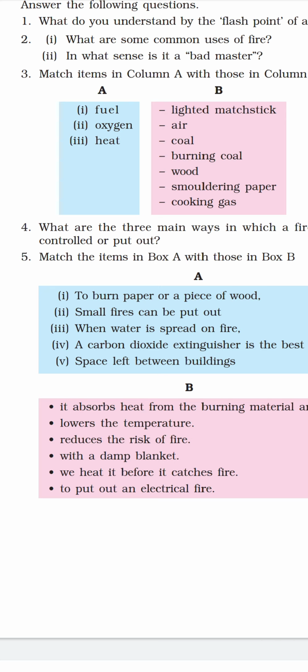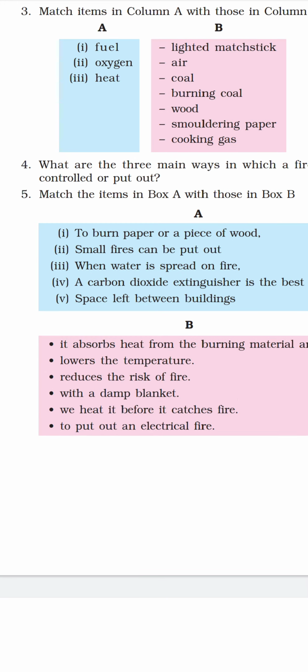Then in the next question, again you'll have to match the items which are given in column A and column B. The first one is fuel. Fuel matches with smoldering paper, cooking gas, and coal and wood. And oxygen matches with air, and the heat matches with lighted matchstick and burning coal. Now moving on to the next question.